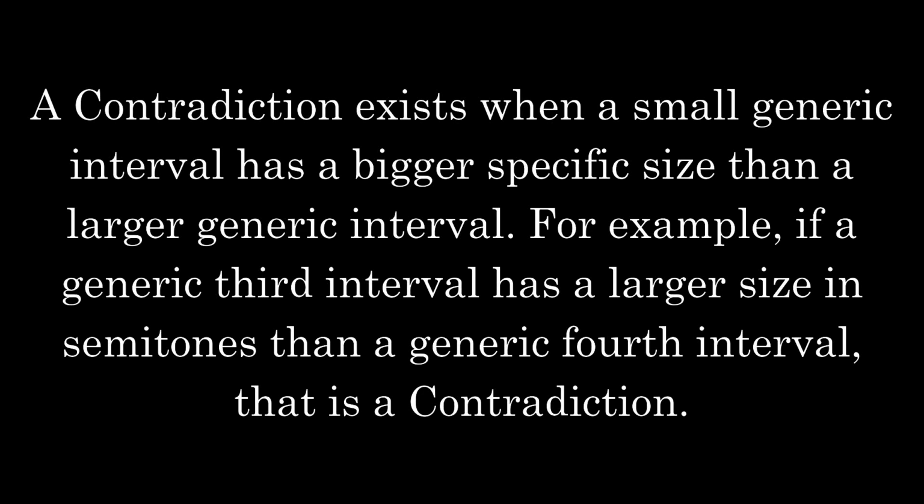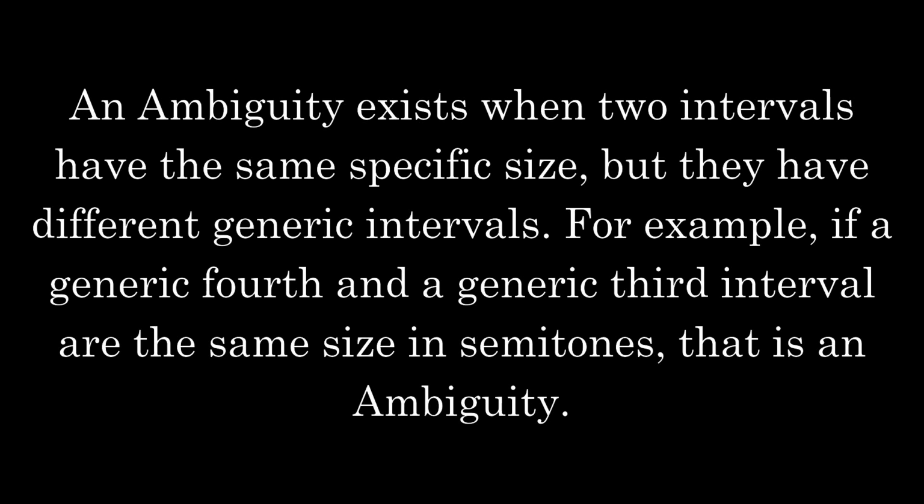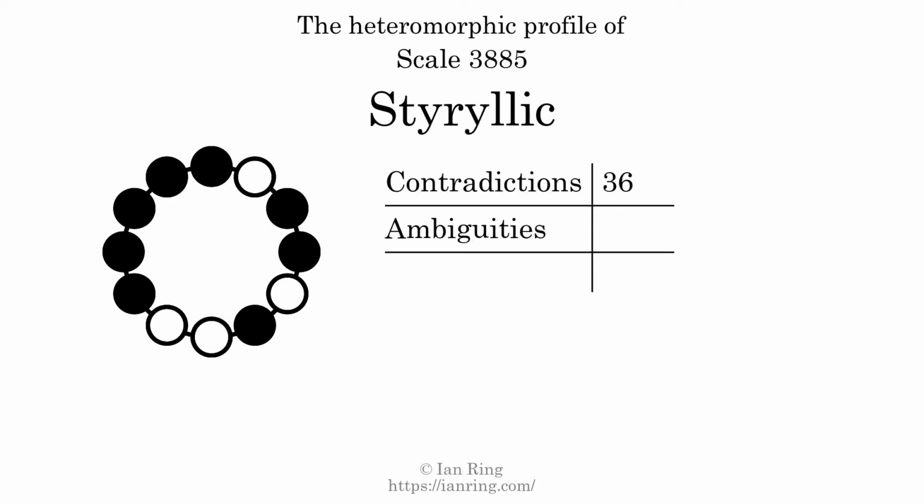A contradiction exists when a small generic interval has a bigger specific size than a larger generic interval. For example, if a generic third interval has a larger size in semitones than a generic fourth interval, that is a contradiction. The number of contradictions in this scale is 36. An ambiguity exists when 2 intervals have the same specific size, but they have different generic intervals. For example, if a generic fourth and a generic third interval are the same size in semitones, that is an ambiguity. The number of ambiguities in this scale is 72.